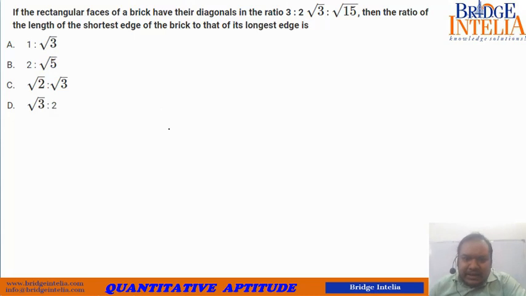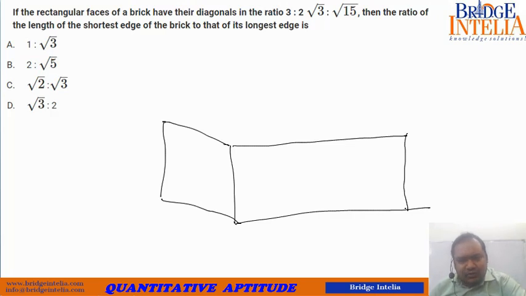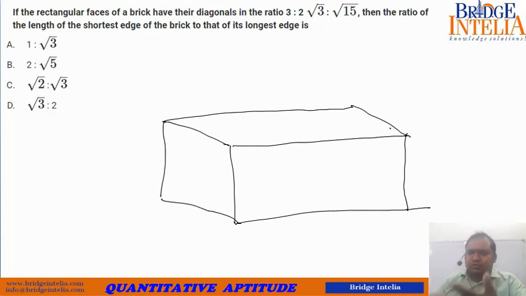So a brick is generally in the form of a cuboid, because length, breadth and height are different, but shape wise it is a cuboid. A brick, you must have seen bricks, houses are made up of bricks, so I'm pretty sure you must be aware of the shape of a brick. So this is what a brick looks like, a cuboid. It is a cuboidal shape after all.